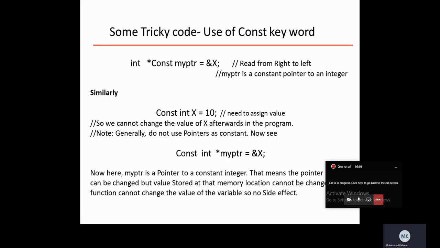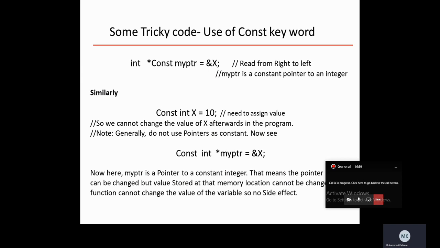Now some tricky code which may turn up in some programs, so I want you to be careful. The first line is int star const myptr assign address operator x semicolon. We read from right to left, so myptr is a constant pointer to an integer. क्योंकि const का word myptr pointer के साथ लगा है, तो it means we are declaring a pointer to be a constant pointer and it is constantly pointing at integer. और उसको initialize कर दिया किसी variable x का memory address.